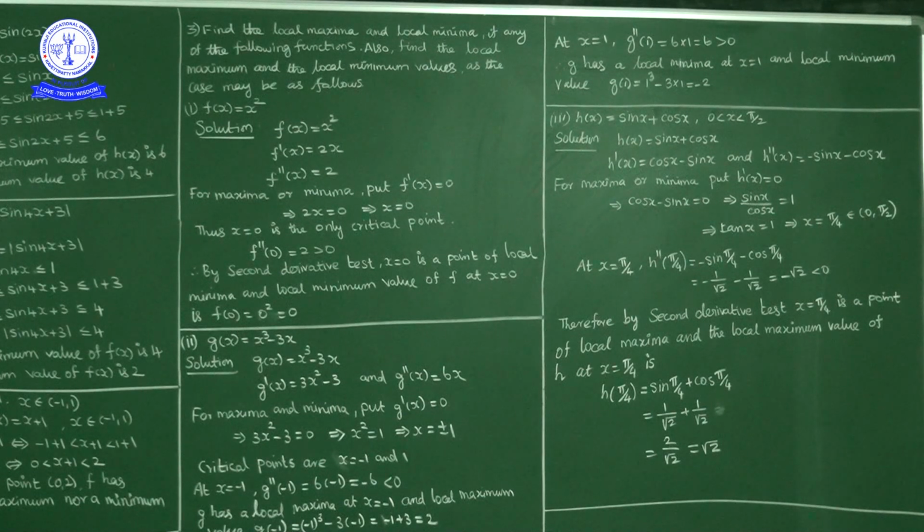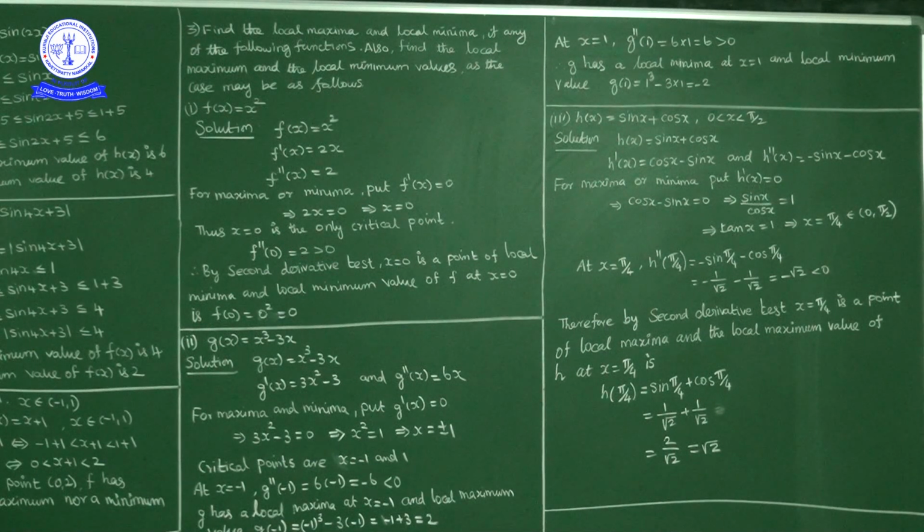So g of x has local maxima at x equal to minus 1 and the local maximum value is 2. g of x has local minima at x equal to 1 and the local minimum value is minus 2. Now what is the procedure for a given function?